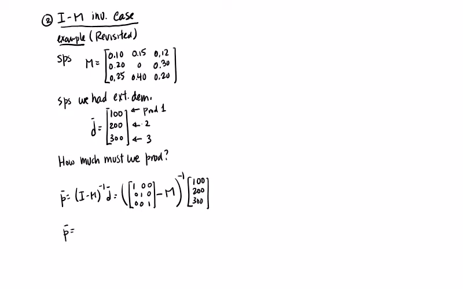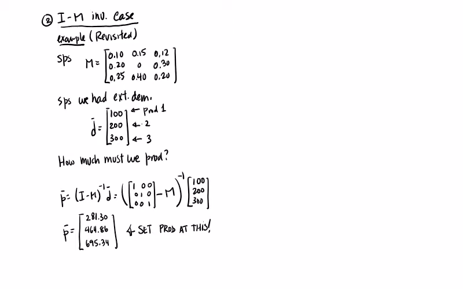And so this tells us how much of each we must set production at. So this turns out to be 281.30, approximately, 464.86, 695.34. Right, so this is what we do. We set production at this.